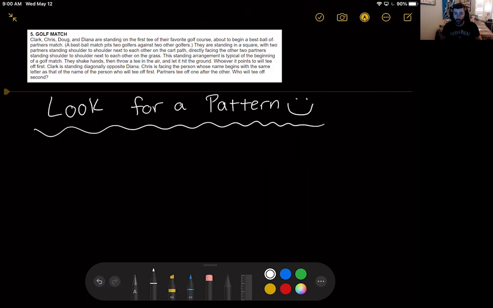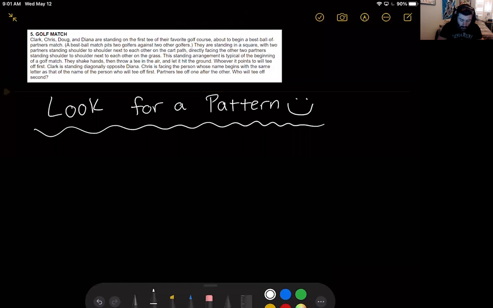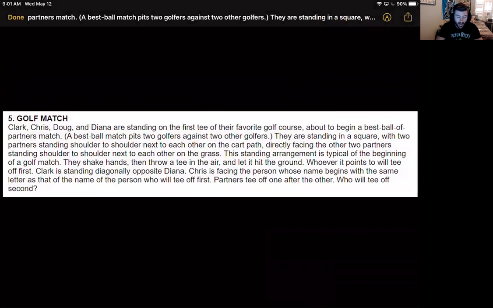So let's get into it. We'll be using look for a pattern for this problem. So let's get into it. So number 5, golf match.